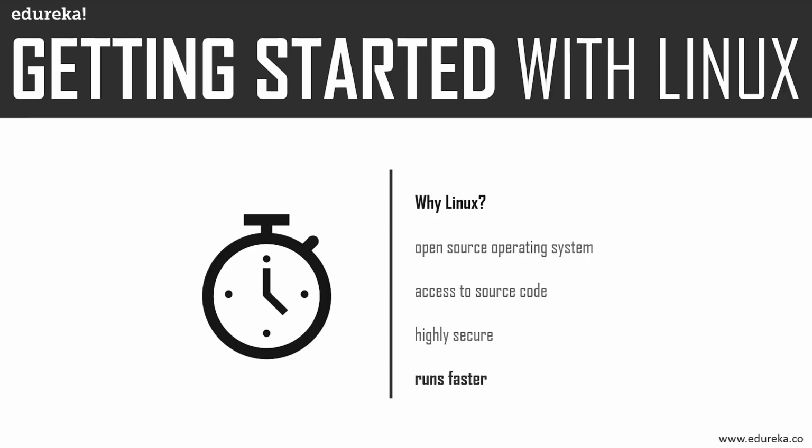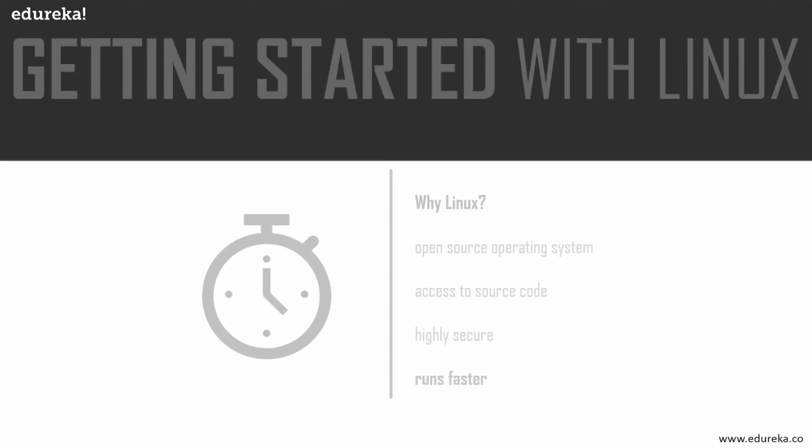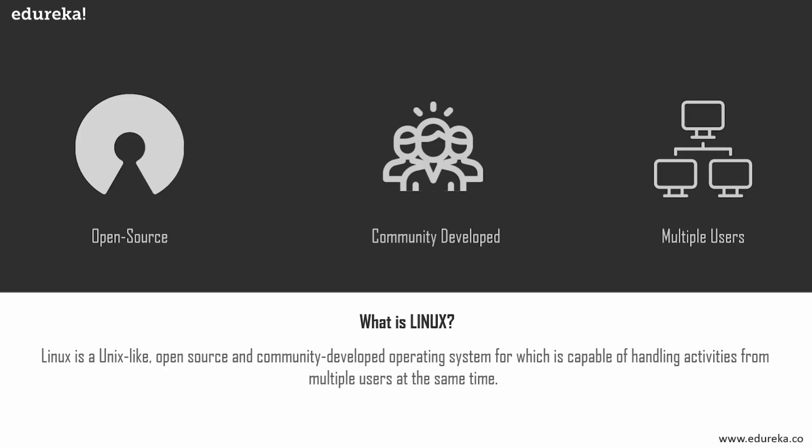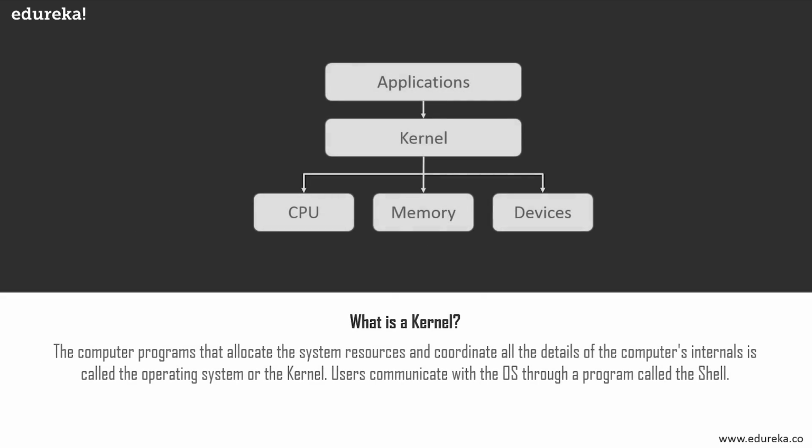Now that we know why we need Linux, let's look at what Linux is. Linux is a Unix clone which has been written from scratch by Linus Torvalds. It is an open source and community developed operating system, which is capable of handling activities from multiple users at the same time. Now, we cannot just talk about Linux and not talk about the kernel. The computer program that allocates the system resources and coordinates all the details of the computer's internals is called the kernel. So basically, the kernel is like the heart of the operating system.